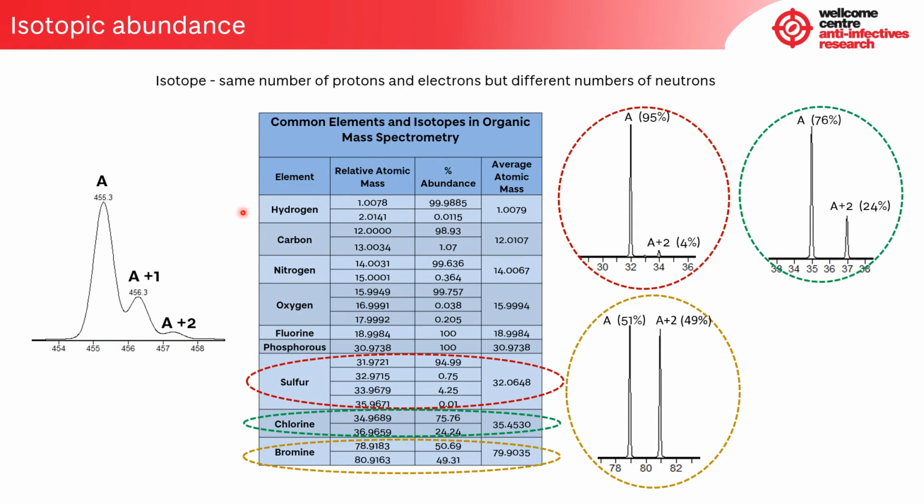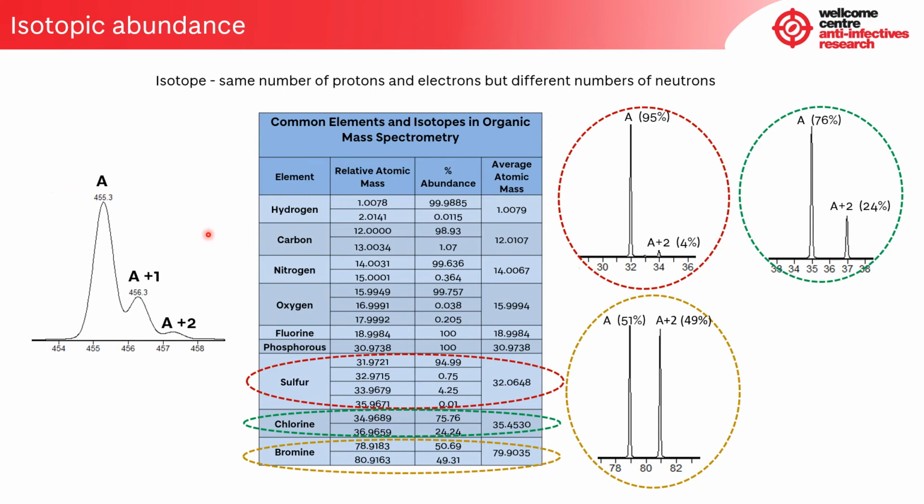Hydrogen consists of greater than 99.9% one hydrogen with a barely perceptible trace of deuterium. Even a relatively high number of hydrogens has little effect on the overall isotopic pattern. In contrast, the carbon-13 isotope has an abundance of just over 1% and multiplied by the number of carbons in a compound is the main contributor to the A plus 1 isotope, as we'll see in the next slide.